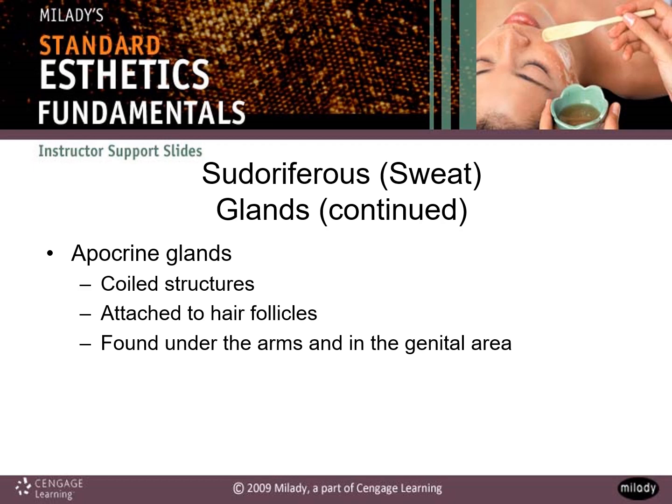We have some subcategories to the sudoriferous glands. The first subcategory are our apocrine glands. These too have coiled structures at the base, and they are also attached to the hair follicles. But what makes these so special is that they are found under the arms and in the genitalia area, so they will produce an odor.